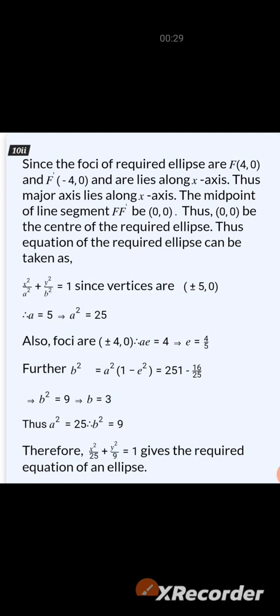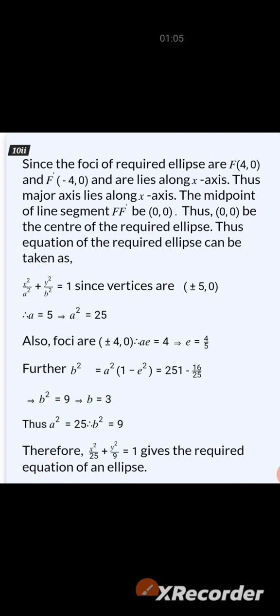To find the equation of the ellipse, first we have to identify in which form we have to find it: x square by a square plus y square by b square is equal to 1 where a is greater than b, or x square by b square plus y square by a square is equal to 1 where a is greater than b. That means the ellipse is in the horizontal form or in the vertical form, which we need to identify first. So that is to be identified from the given data only.